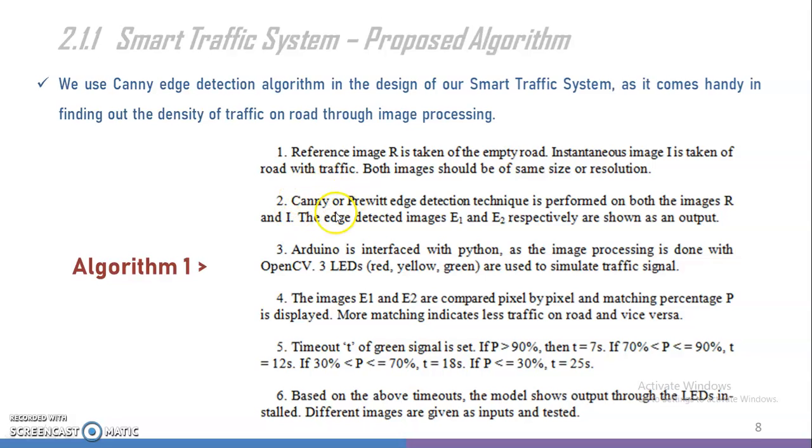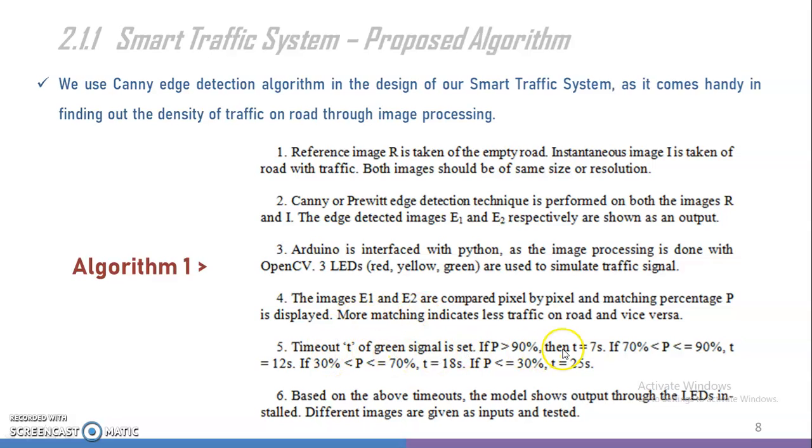So we mainly focus on Canny, and it is performed on both the reference and the instantaneous images, and the edge detected images are given as output. Now the edge detected images are compared pixel by pixel and the matching percentage is displayed. The higher the matching percentage, the less traffic on the road, because if an empty road is being compared to a road with traffic and the matching is high, that means the road has less traffic.